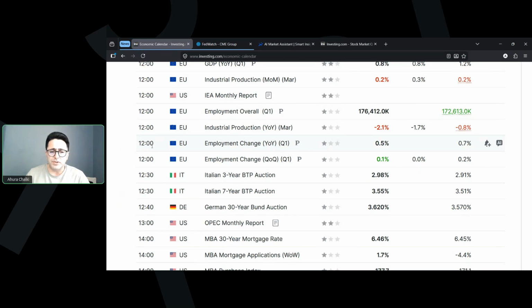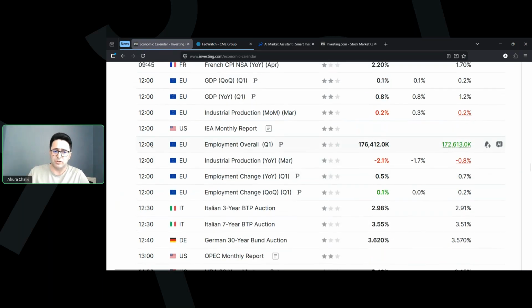In the Eurozone, on the same day, Wednesday, we had Eurozone GDP numbers as well, and generally not the GDP only. We had GDP, industrial production, and labor market data. European GDP in the first quarter increased by 0.1% quarterly. Annually, in the first quarter, it increased by 0.8%, still less than 1% growth.